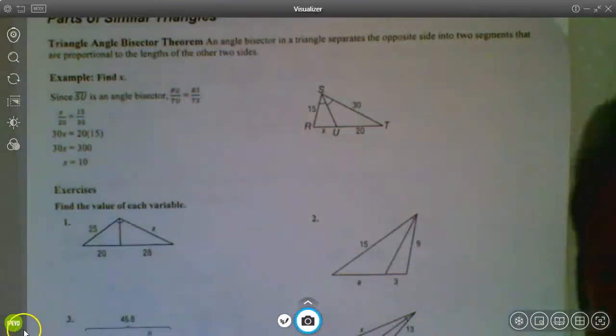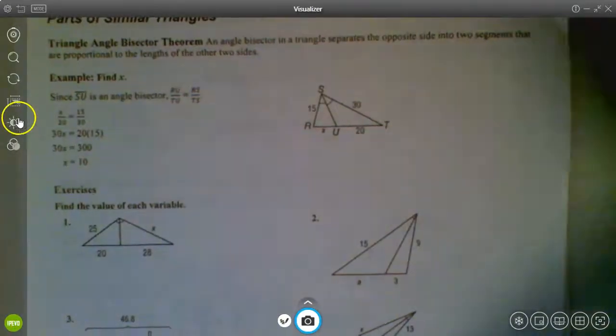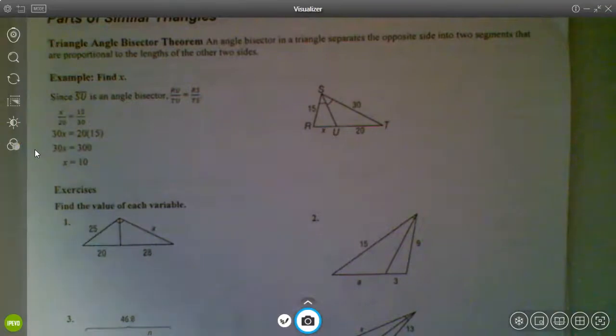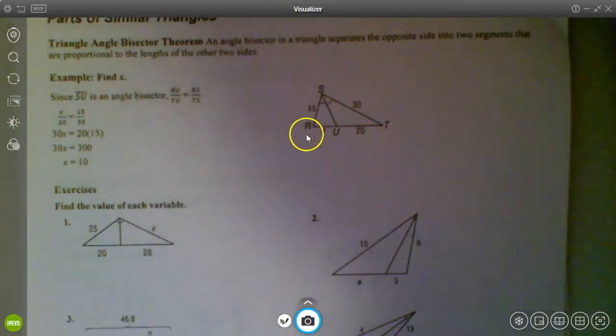Something called the triangle bisector theorem, the triangle angle bisector theorem. The difference in this one is now you are only dealing with one triangle instead of two. All the examples that we just did on the previous page, you were comparing things from two different triangles. This one is unique because we're setting up a proportion within one triangle. So CSRT is just one big triangle. So that's why they call this the triangle angle bisector theorem.